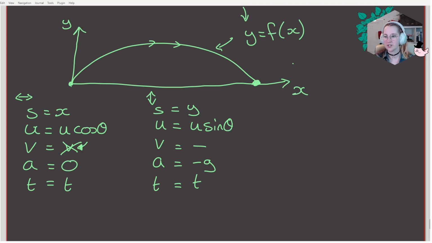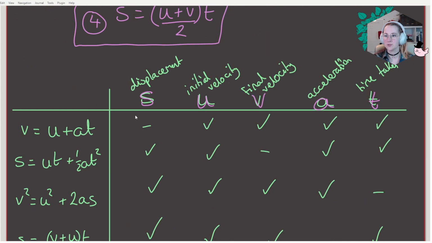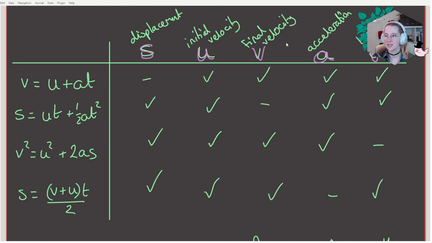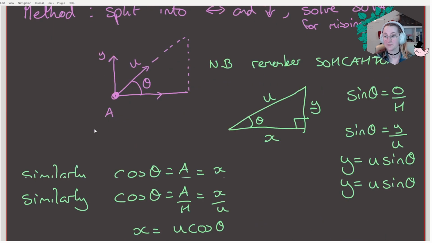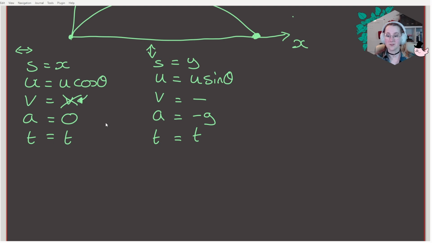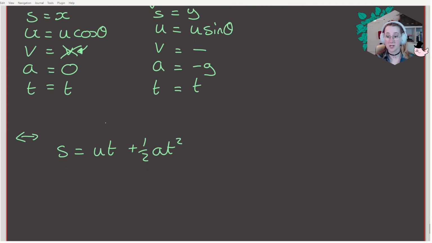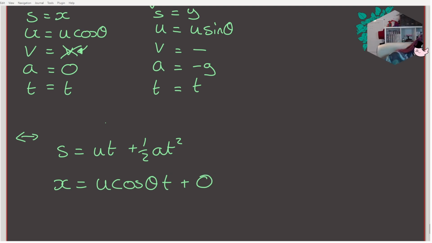So given that we've got rid of V, we go all the way back up to this wonderful little thing, and we say which is the equation that does not have final velocity in it, and it's S is ut plus half at squared. So that's the one we have to use. So horizontally, we have S is ut plus half at squared, and then we just plug in our values. So we get X is U cos theta T plus 0. Acceleration is 0, it goes away.